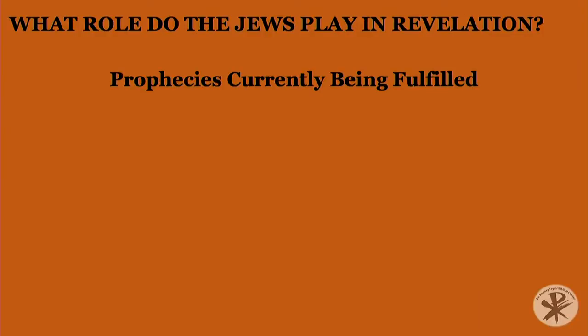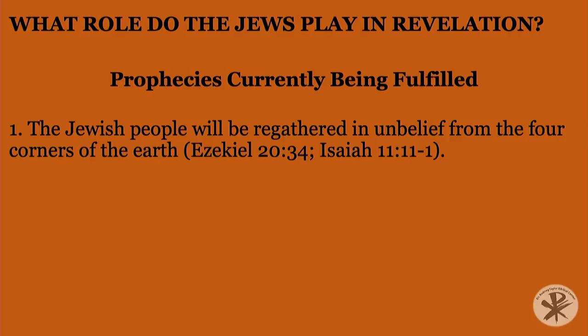So follow me on this. The first prophecy that I think is currently being fulfilled or has begun to be fulfilled is this: the Jewish people will be regathered in unbelief from the four corners of the earth. We find that in Ezekiel chapter 20, verse 34, and in Isaiah 11, verses 11 through 12. So when might I think that this is being fulfilled?